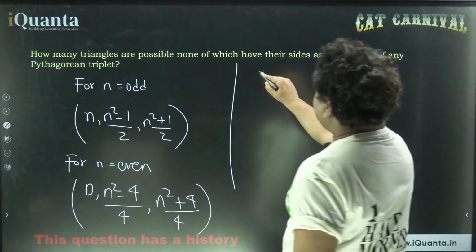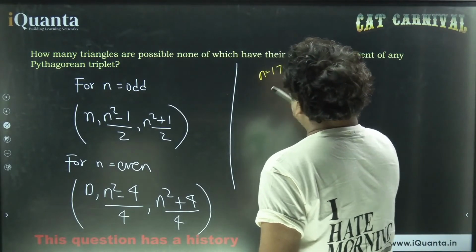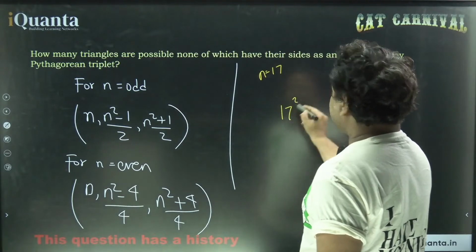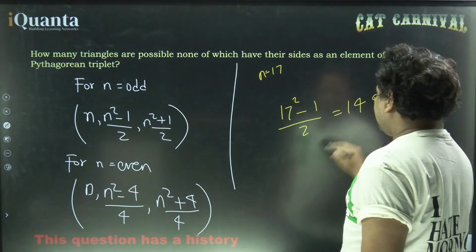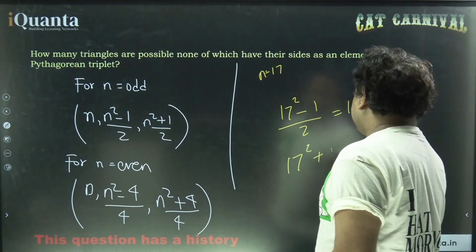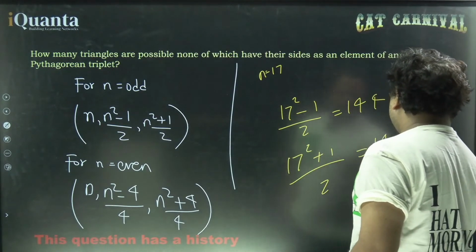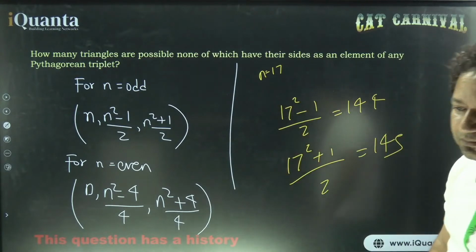Let's take n as 17. So 17 square is 289. Minus 1 is 288. Upon 2 is 144. And the second one, 17 square plus 1 upon 2. This will be 145. Let's check it out.